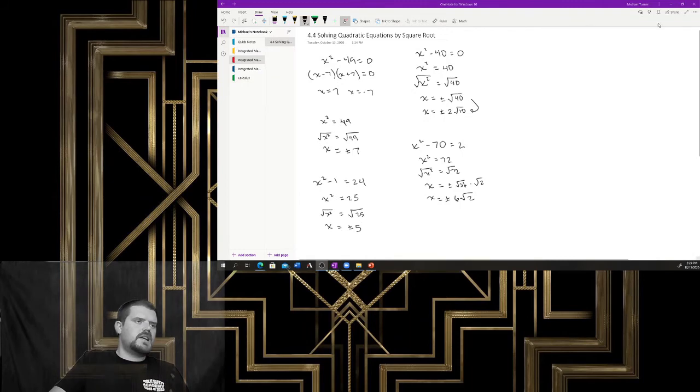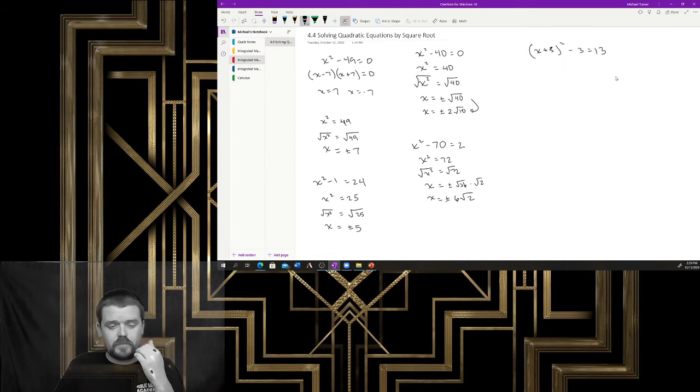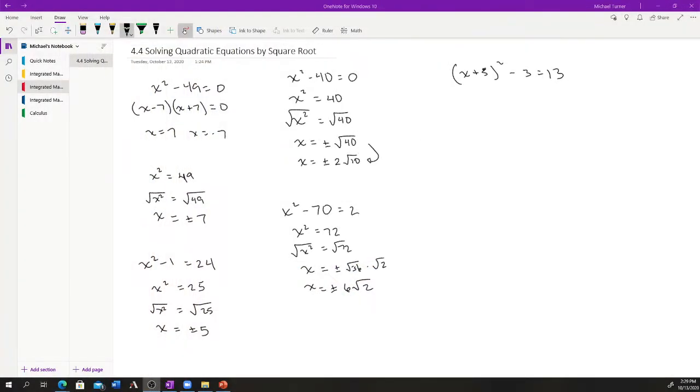So let's say instead of just having a plain x squared, I had something like x plus 5 quantity squared minus 3 equals 13, for instance. Well, now I have a parenthesis set. If I wanted to, I could expand that out, but then I'm not going to be able to use properties of square root. So instead, I'm going to treat this parenthesis set as though it was my x term. So I want that by itself. I'm going to add 3 on both sides. Now that I have this parenthesis set by itself, I'm going to take the square root.